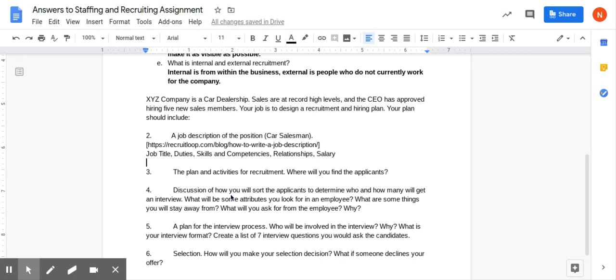Skills and competencies. So the skills: you're going to have to be able to drive a car, be able to do basic math, and have good communication skills, things like that.